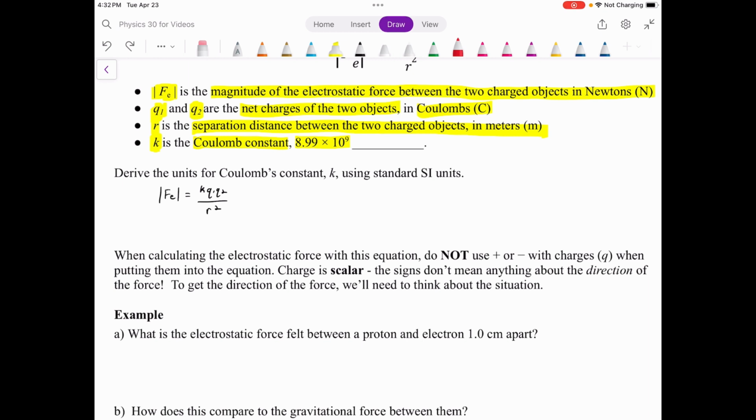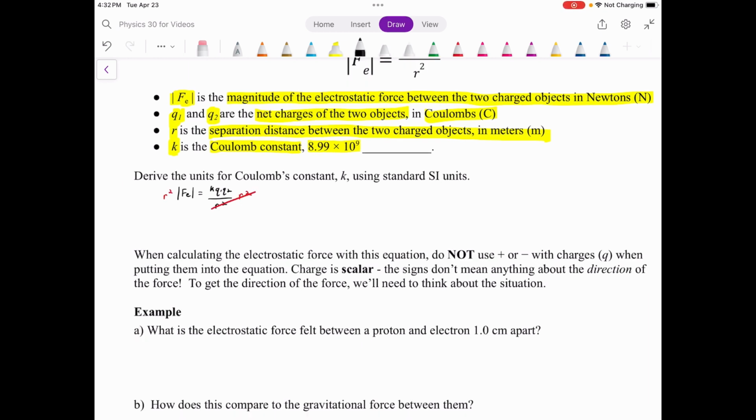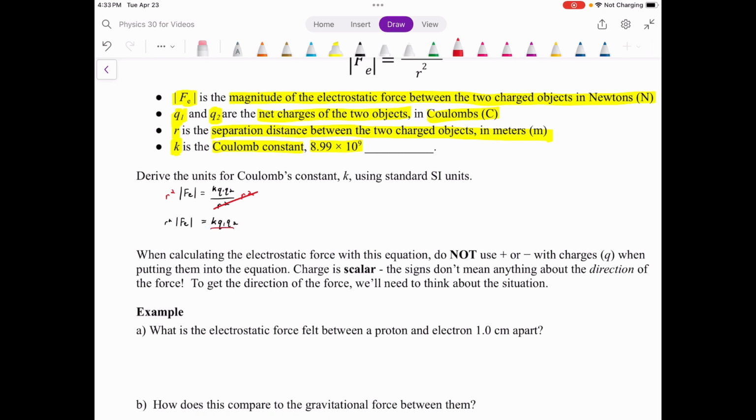So let's first multiply both sides by R squared. That'll give us that R squared times the magnitude of the electrostatic force is equal to Coulomb's constant times the two charges. And now we want to solve for K, Coulomb's constant. It's being multiplied by these two charges, so let's go ahead and divide both sides by those two charges.